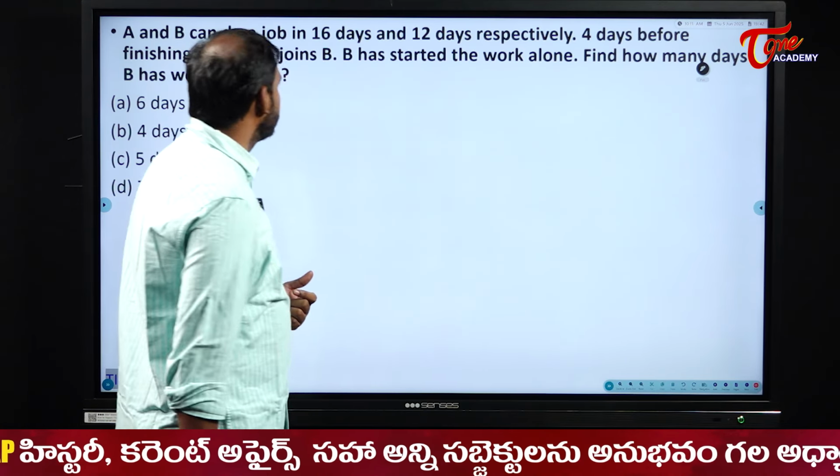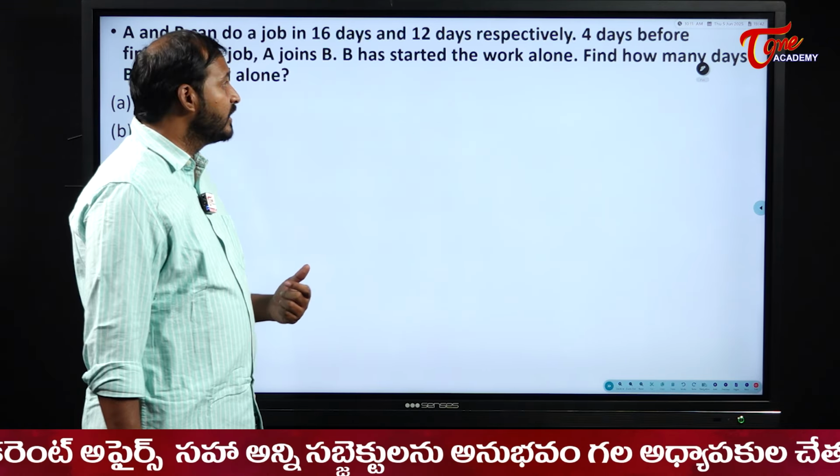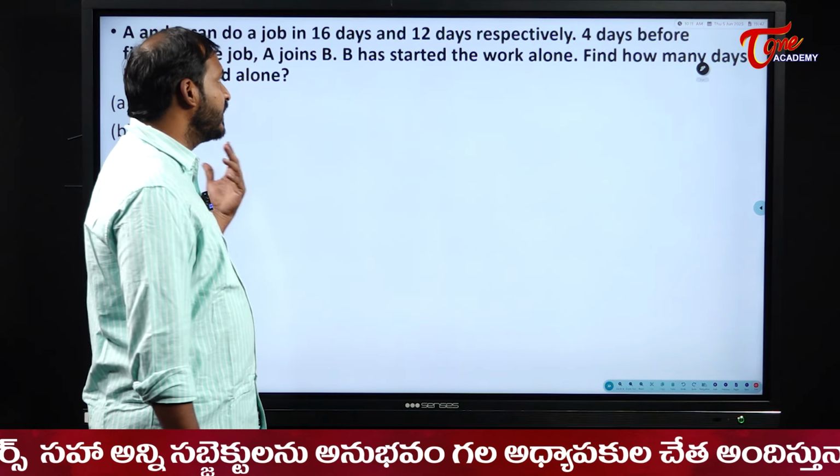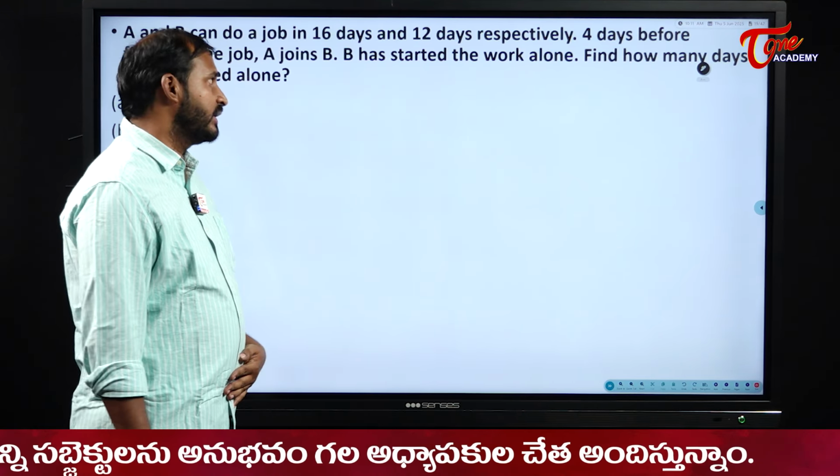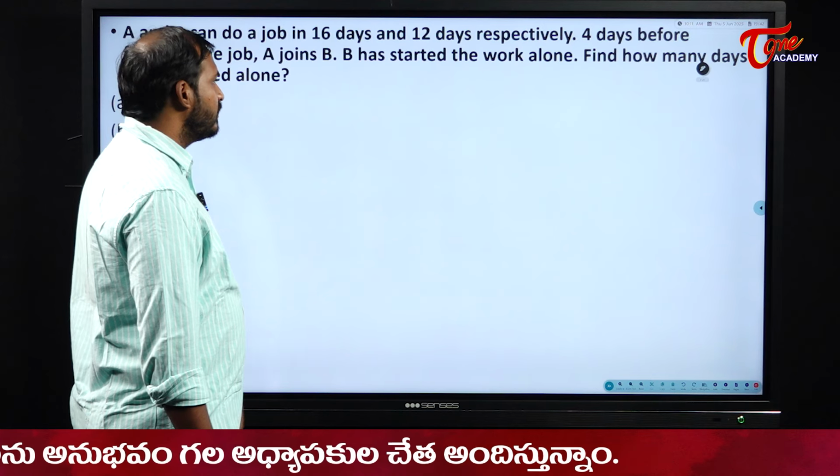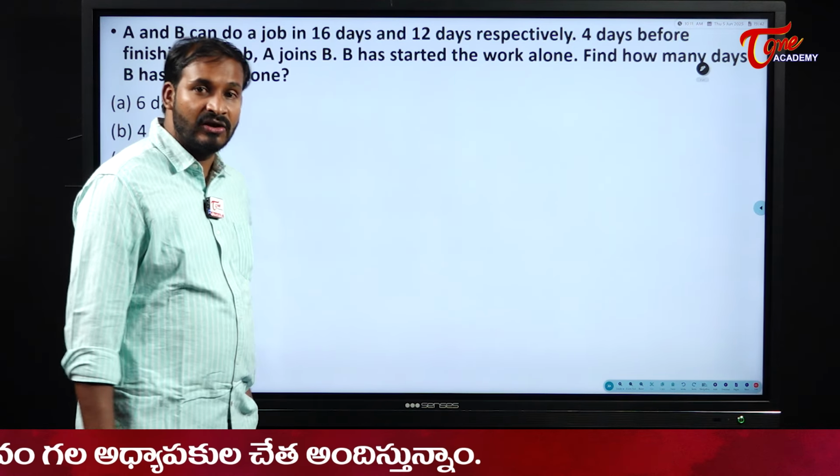A and B can do a job in 16 days and 12 days respectively. 4 days before finishing the job, A joins B. B has started the work alone. Find how many days B has worked alone.